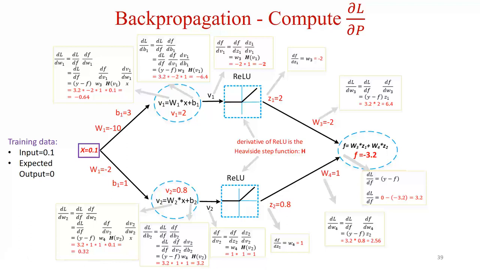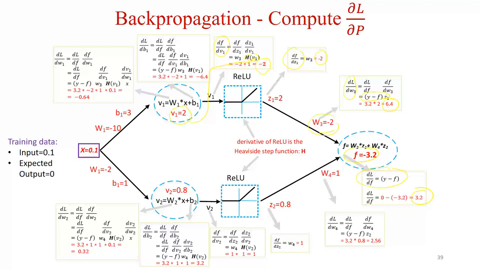In this slide, we computed F, right? And immediately we compute delta L over delta F, which is equal to 3.2. Now, delta L over delta W1 equals what? Y minus F times Z1, which we did from the previous slide, and this is equal to 6.4. And delta F over delta Z1 equals W3, which is minus 2. Now, when I derive delta F over delta V1, it is equal to W3 times HV1. I know the value of V1 equals 2, and HV1, H of A2 here, I know it equals 1. So W3, which is minus 2, times 1.